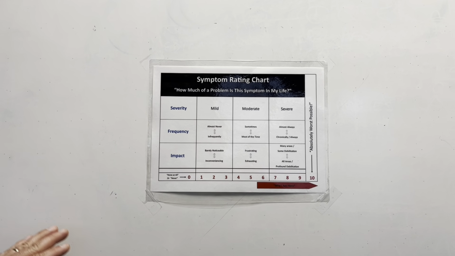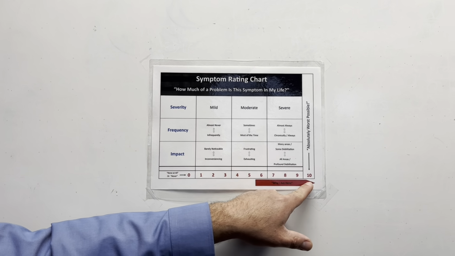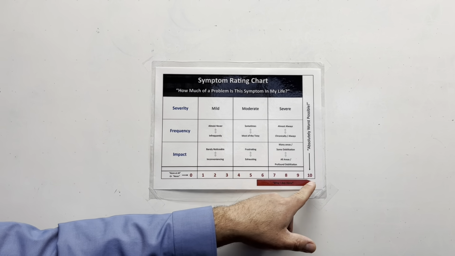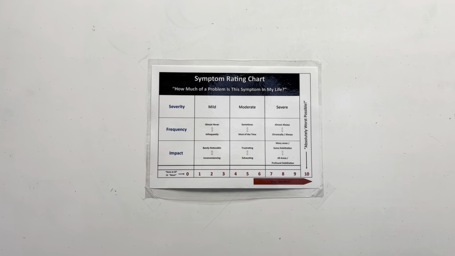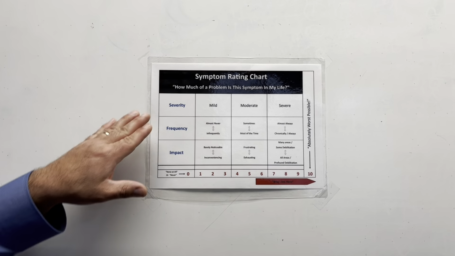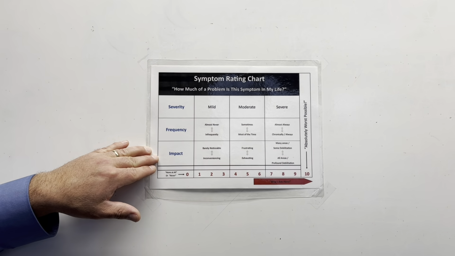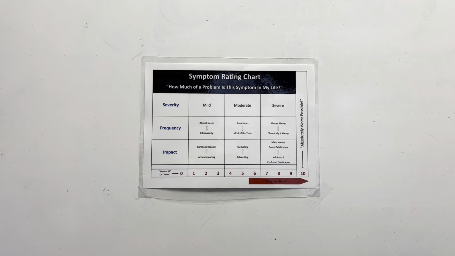Now, when you do this, I want you to answer the question with a number. The number will be between 0 and 10, where 0 means it's never a problem whatsoever, and 10 means it cannot possibly be worse. It's the worst of all possible problems. And as you're coming up with a number in between, you're going to use these categories: severity, frequency, the impact it has on your life, in order to zone in on a number that makes the most sense.